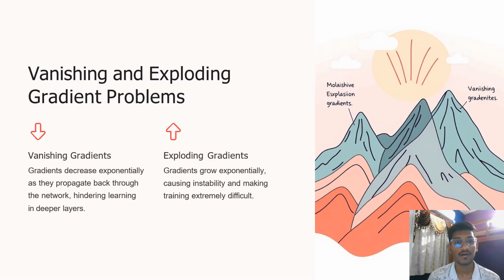Then next we have the vanishing and exploding gradient problems. Vanishing means the gradients decrease exponentially as they propagate back through the network, hindering learning in deep layers.